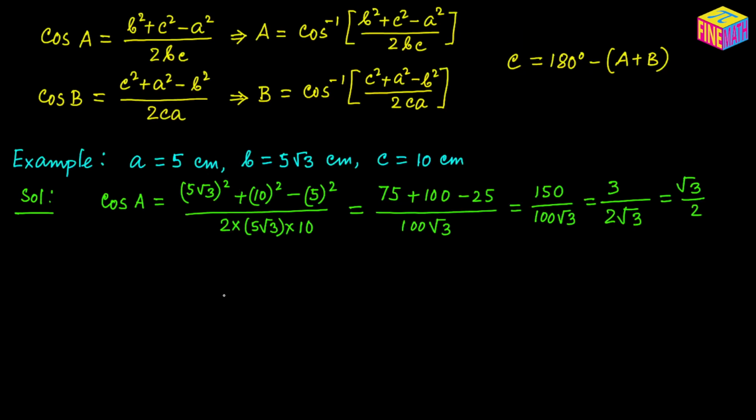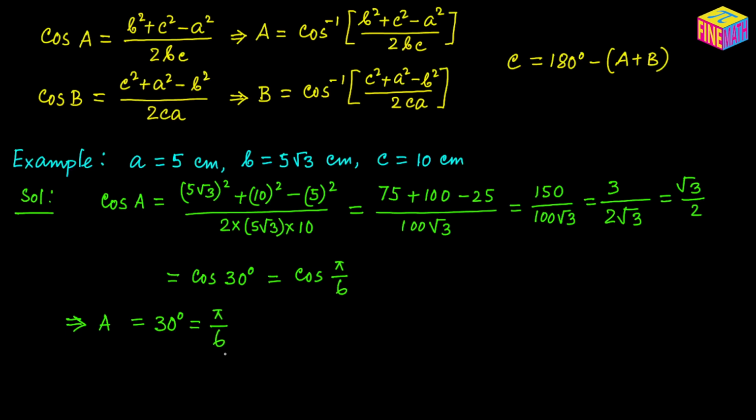Square root of 3 over 2 is actually equal to cosine of 30 degrees. So we can write it as cosine of 30 degrees, or if you want to write it in terms of radians, you can say this is actually cosine of pi over 6 radians. And from here, then what is A? Well, A is equal to 30 degrees, or also you can say this is pi over 6 radians. So we have found the value of A.